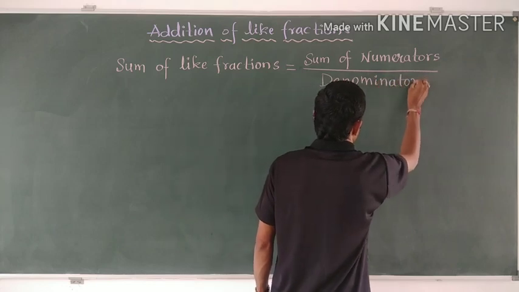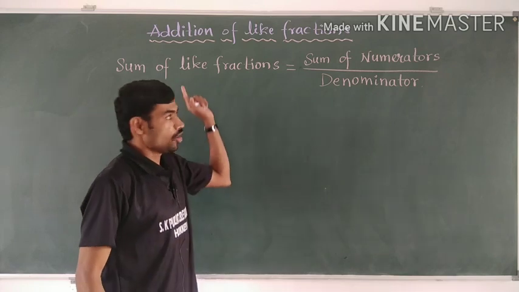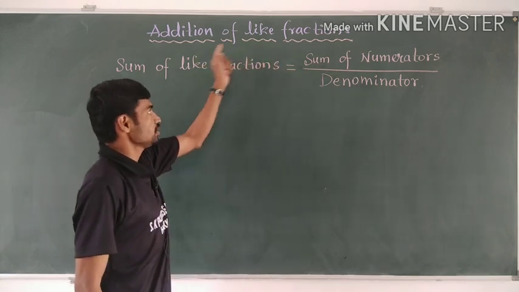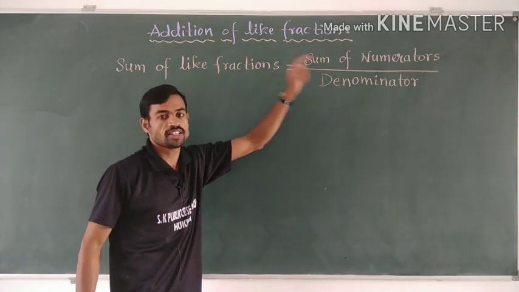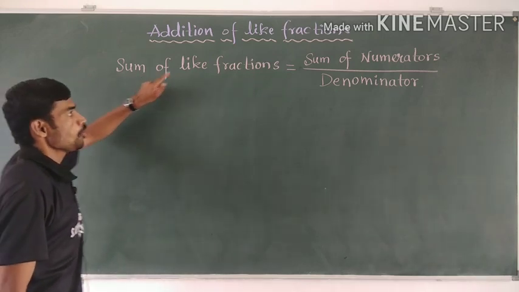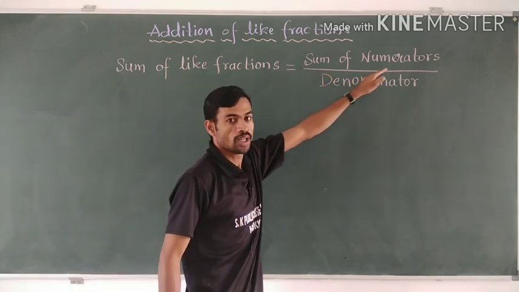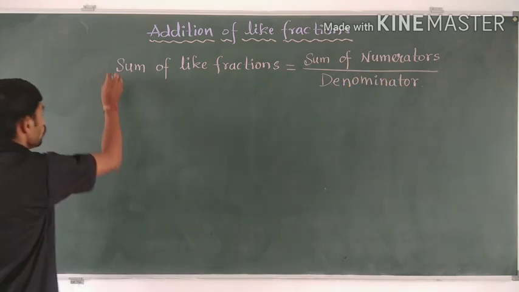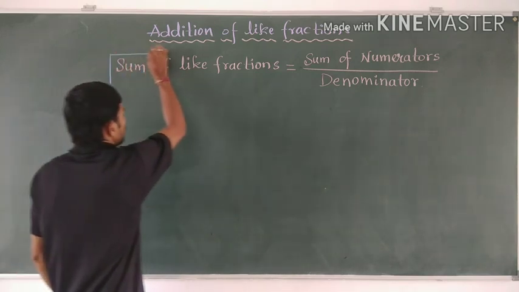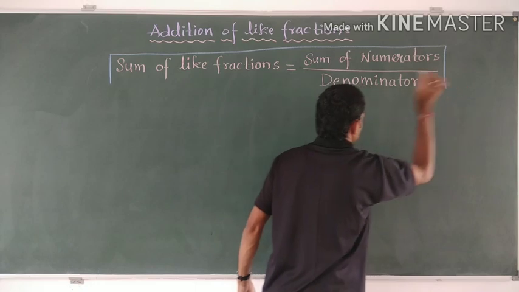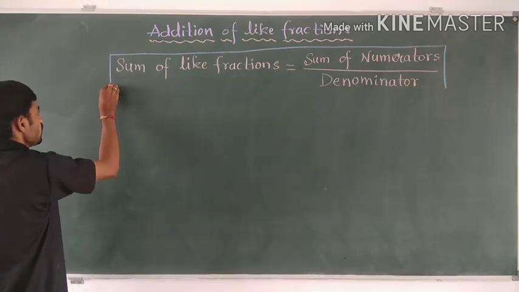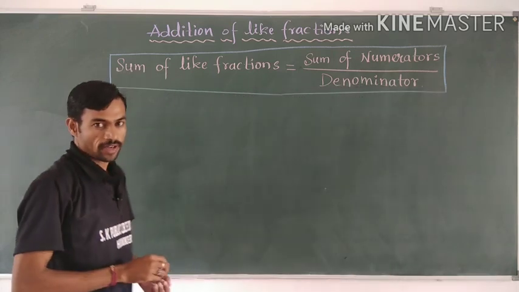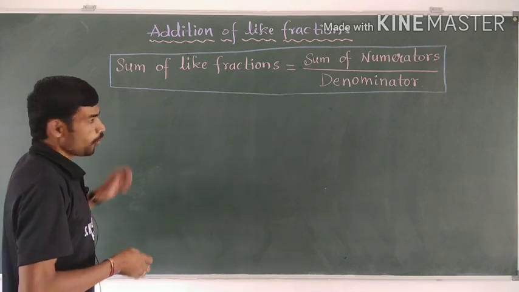So what are like fractions? All have the same denominator. For their addition we use one basic formula: the sum of like fractions is equal to the sum of numerators divided by the denominator. If you know this formula, then we can easily find the sum of like fractions. Let us take one example.